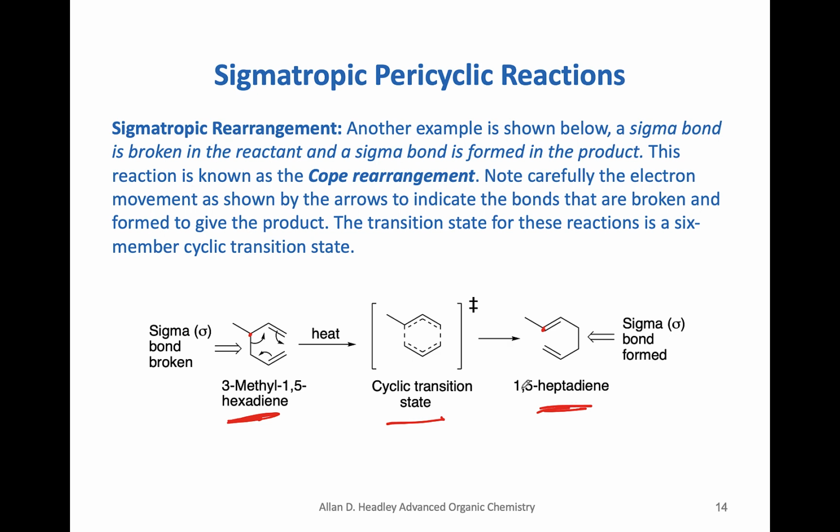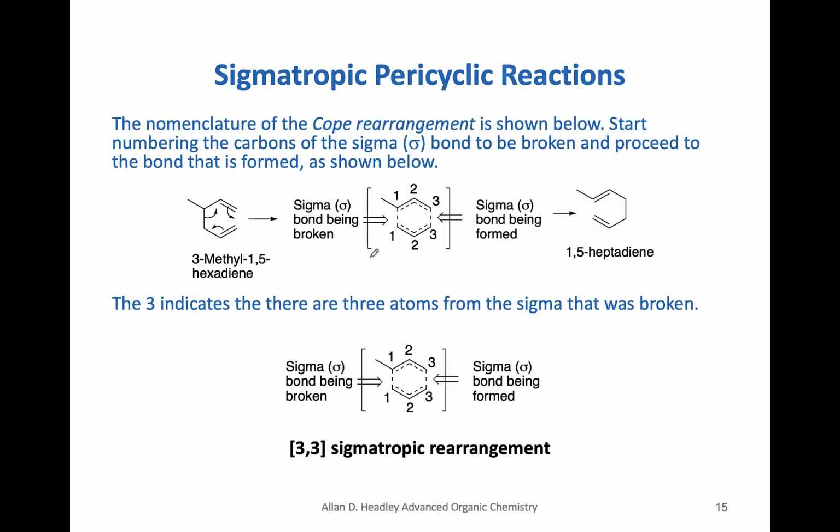Let's look at the nomenclature of the system here. Same system, the bond to be broken is right here, as we can see. So that gets number 1 and 1. We start numbering to the bond to be formed right here. You can see the bond is going to be formed right here to get the product right here. So that goes 1, 2, 3, and 1, 2, 3. So this is now called a 3,3 sigmatropic rearrangement.